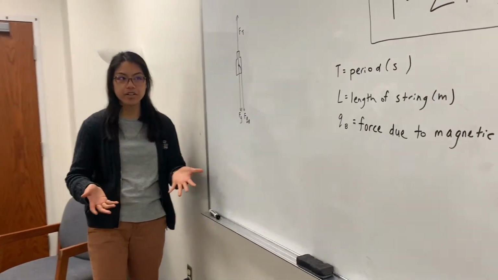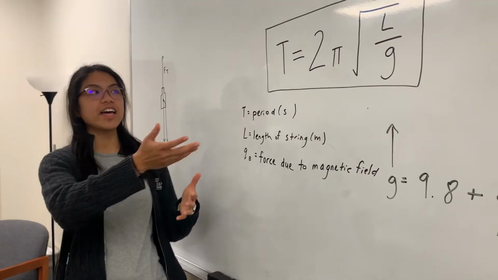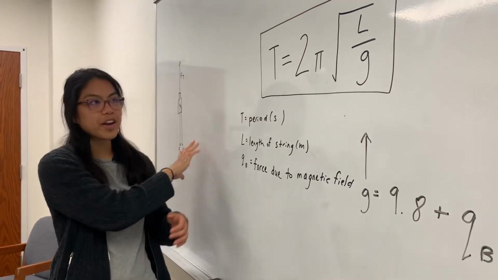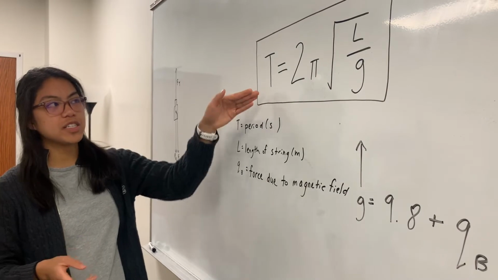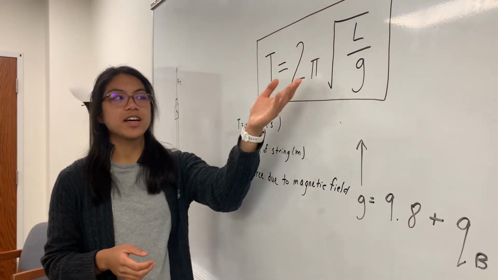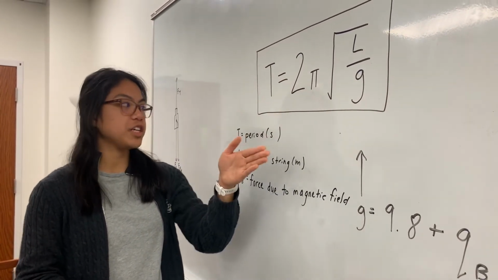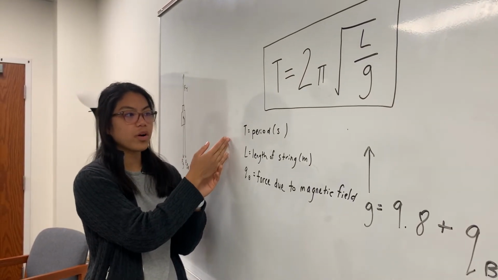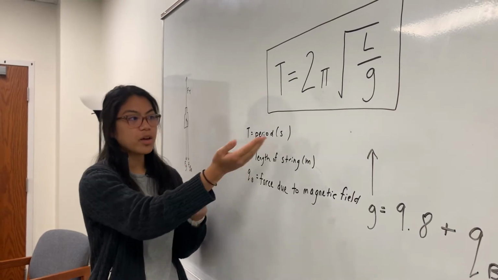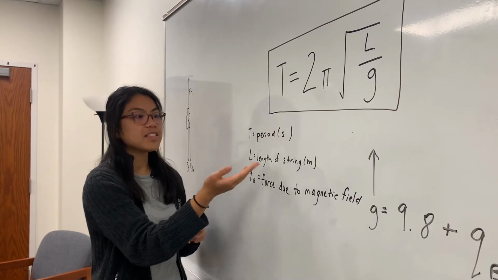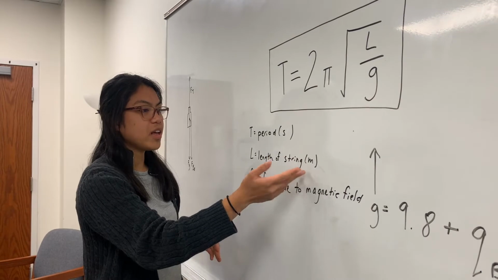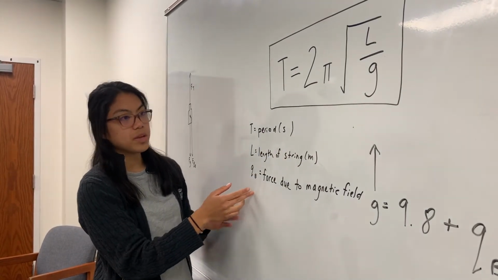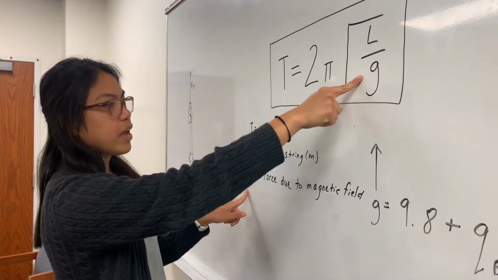So for the second part of our theory, we can analyze this equation, which we will be using to examine our apparatus. We have the equation T equals 2 pi times the square root of L over g, in which T is the period it takes for the pendulum to swing, in seconds. L is the length of the string, which we kept constant, in meters. And then we have Q sub B, which comes from analyzing g.